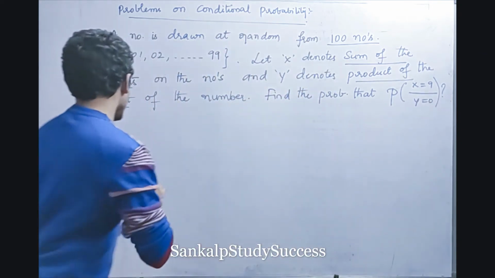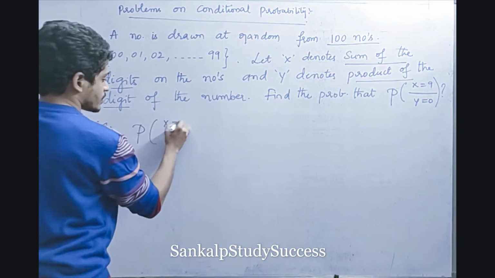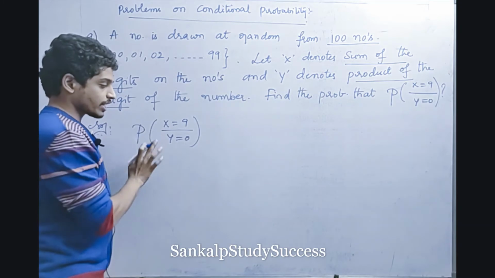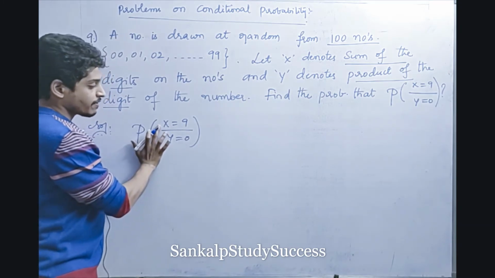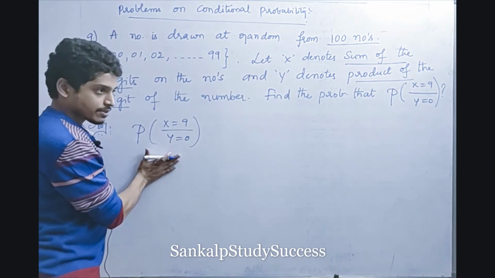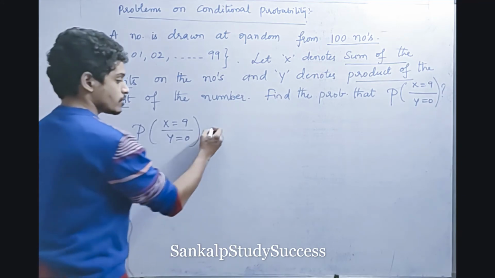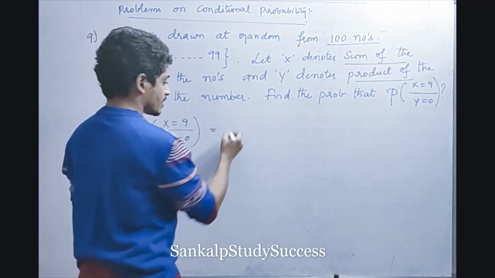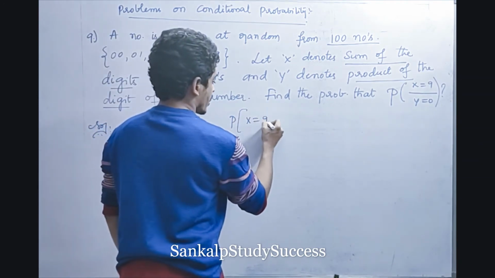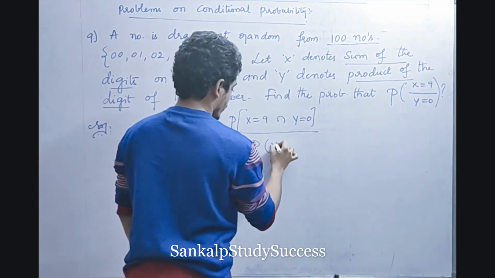See, what he has asked exactly is the probability of X equals 9 divided by Y equals 0, in the sense A by B, right? Don't get confused. It means probability of sum equals 9 divided by product equals 0. When the product becomes 0, what is the probability that the sum becomes 9? That's what he is asking. So the probability of A by B is nothing but P of A intersection B by P of B. In the sense, probability of X equal to 9 intersection Y equals to 0 divided by P of Y equals to 0.